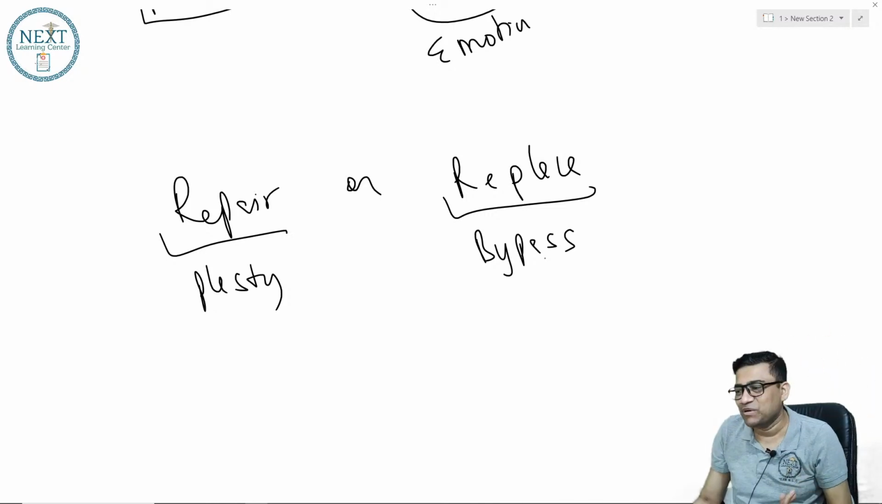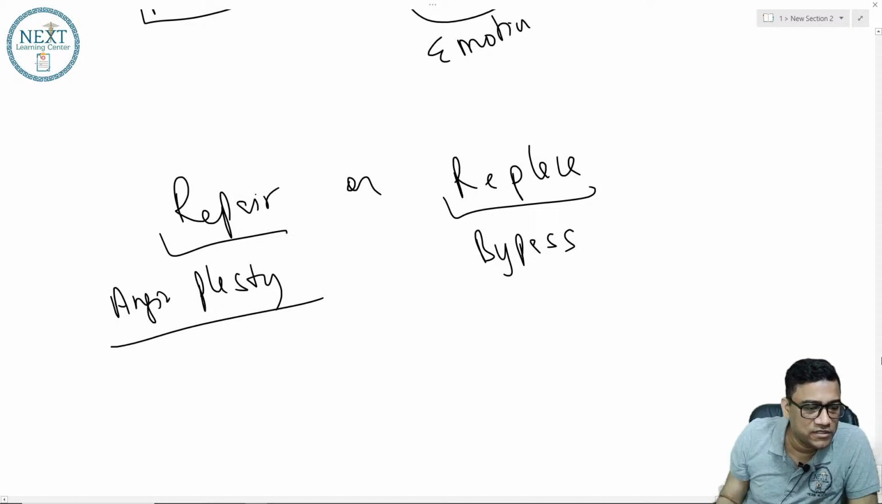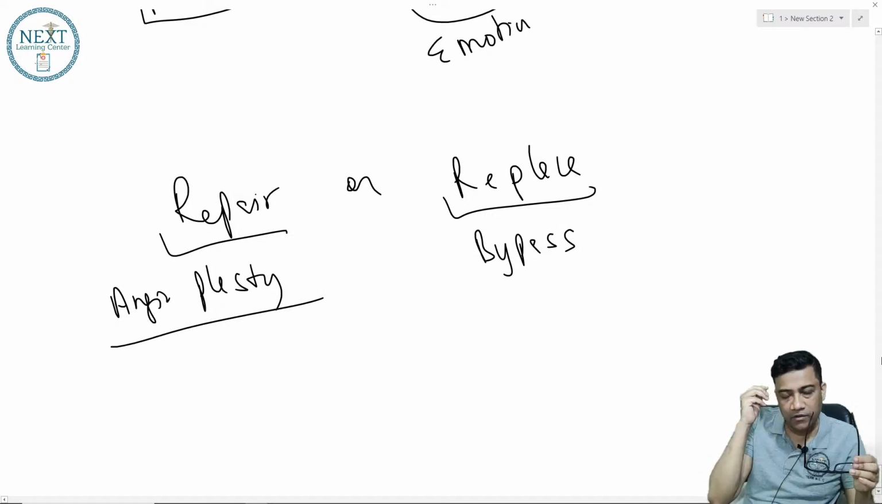No, they cannot. So that's why always go for plasty. So plasty is our, yes, angioplasty. So angioplasty, okay? Yeah, LIMA is the preferred one for grafting.